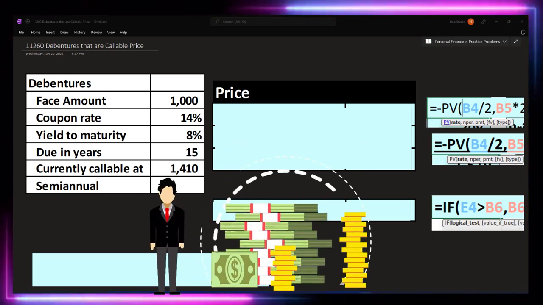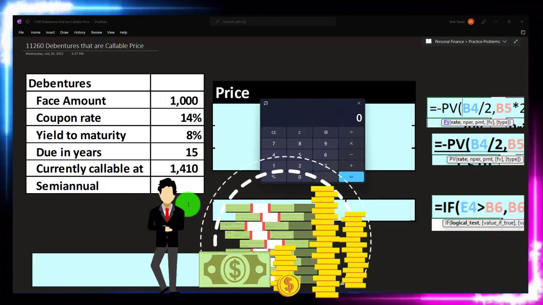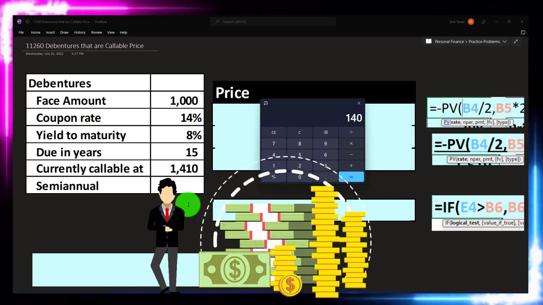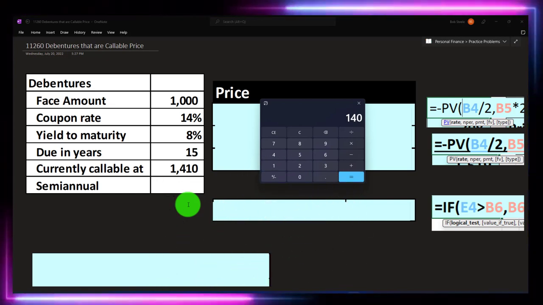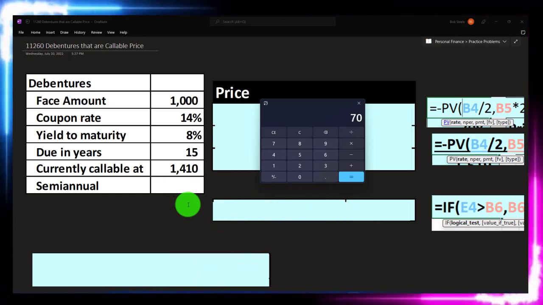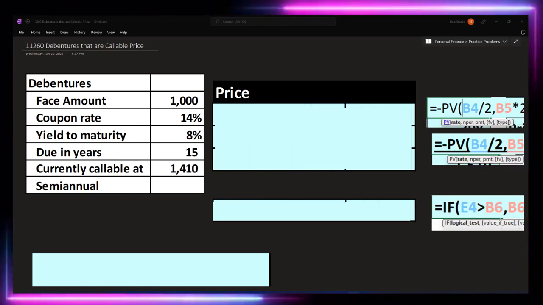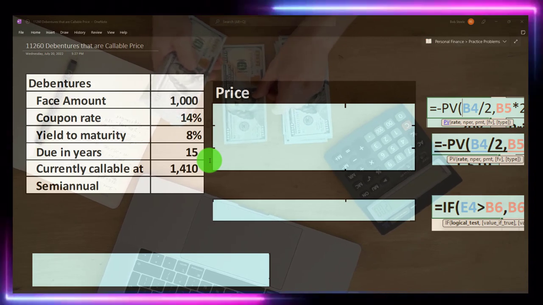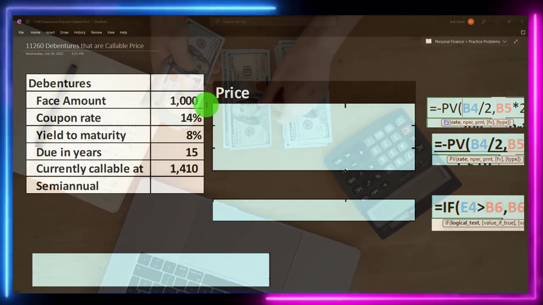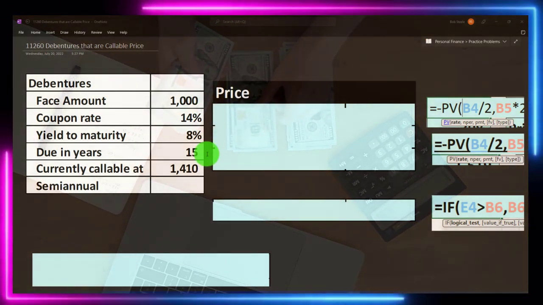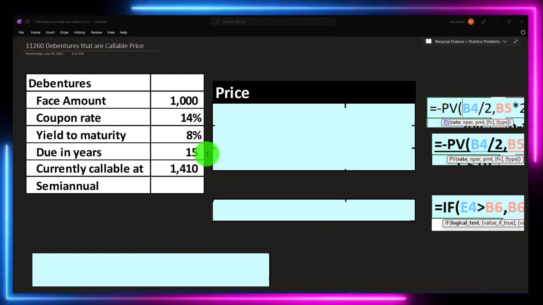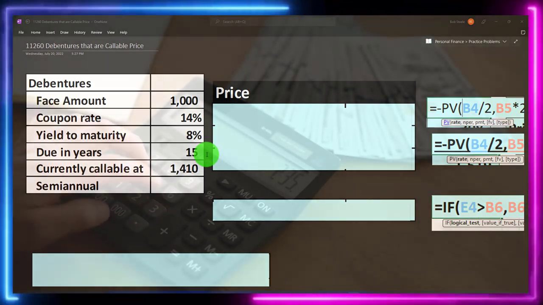In this case, we're going to be receiving the interest payments at $1,000 times the 0.14, which would be the 140, but we're going to be receiving them semi-annual, divided by two. We're going to be getting the $70 semi-annual payments for the 15 years. And we're also going to be receiving the face amount at maturity at the end of the 15 years, the $1,000. Now, the added wrinkle that we have in play here is that it's callable.